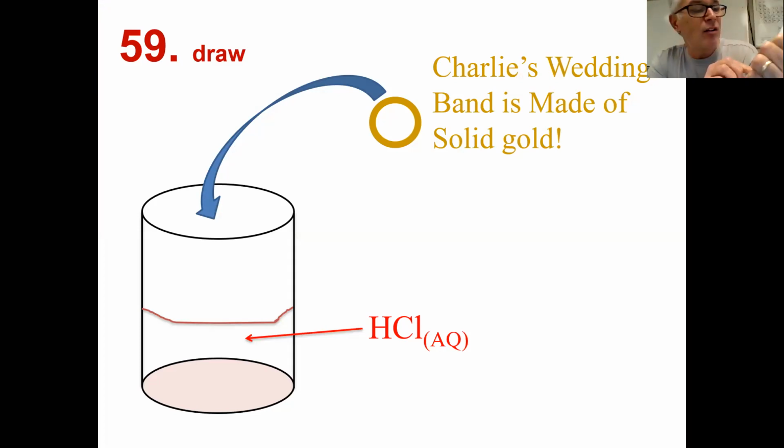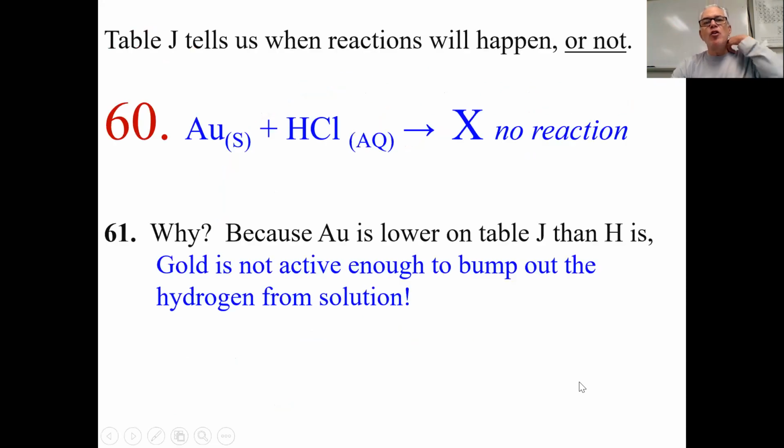You got to go to Table J. Look down here. You see where the hydrogen is? And you see where gold is at the bottom? When the gold goes into the hydrochloric acid, the gold says, yo, I want to dance with your chloride. And hydrogen says, you're at the bottom of the list, pal. You got no strength. Get the heck out of here. You can't push me out of solution. When the gold goes into hydrochloric acid, there's literally no reaction. Why? Because the gold is lower on Table J. The gold is not active enough.